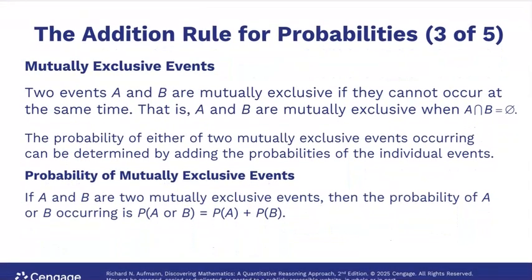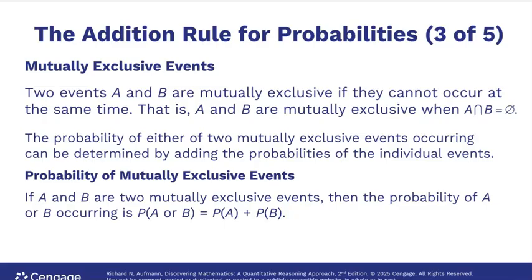Our rule is really going to depend on whether or not we have mutually exclusive events. So what does that mean? Two events are mutually exclusive if they cannot happen at the same time. So that means that the probability of A and B, one event that has both characteristics happening at the same time, would be equal to 0.